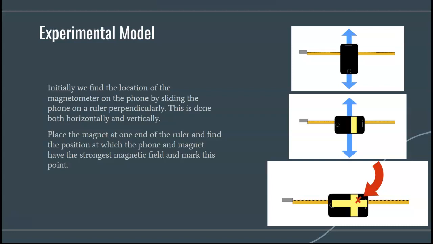We start off by finding the location of the magnetometer on the phone by sliding the phone on a ruler perpendicularly. We do this both in the horizontal and vertical direction. To do this, we place a magnet at one end of the ruler and find the position at which the phone and the magnet have the strongest magnetic field and mark this point with tape.